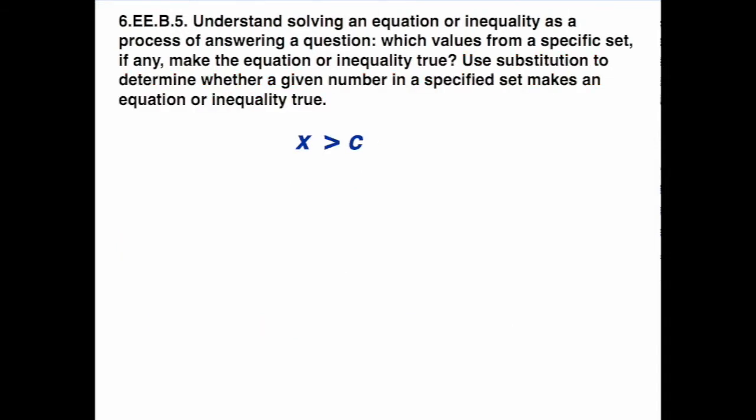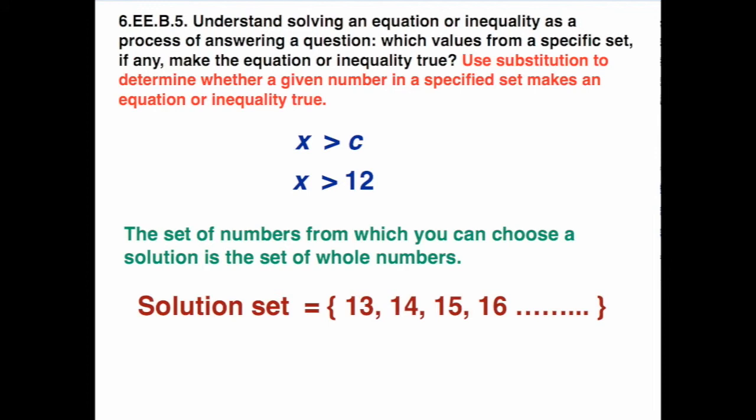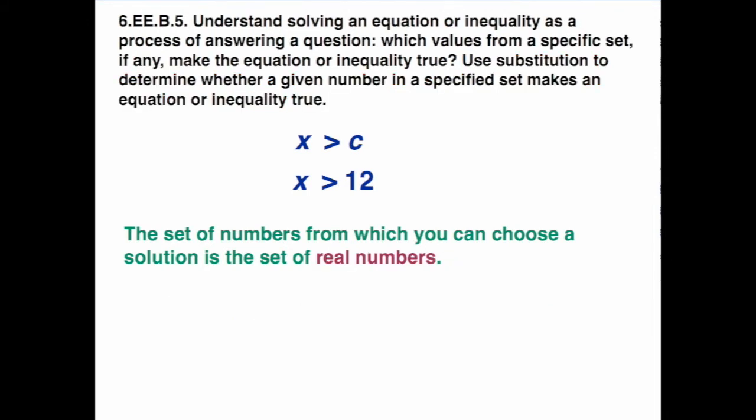Starting with our basic format, x is greater than c, we have something like x is greater than 12. But this time the set of numbers that we have to choose from is the set of whole numbers. It's not just a limited number of values to choose from like before. Well, let's use substitution. What will work here if we have all the whole numbers to choose from? Well, we'll see that 13 is bigger than 12, 14 is bigger than 12, and on down the line. So our solution set will be 13, 14, 15, 16, etc. It just keeps going.